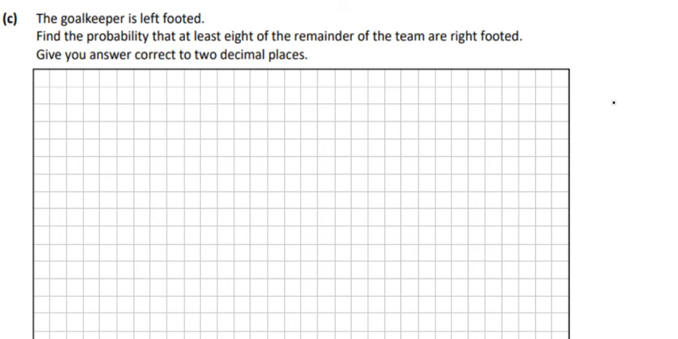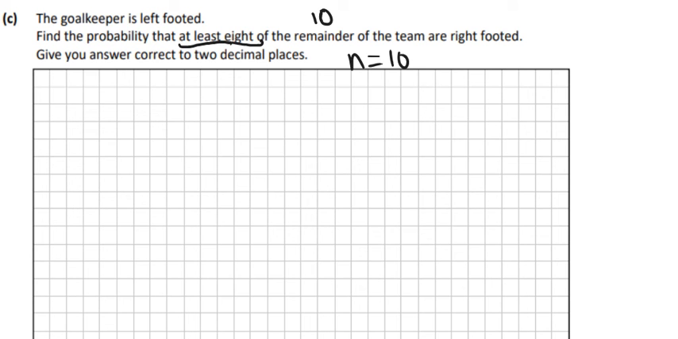Right, so for part C then, the goalkeeper is left-footed, so we already know that, so we're finding out the probability then for the other 10, so n will just be 10 here. One of them is discounted here, we already know what it is, so there's no probability to work out. So that at least 8 of the remainder of the team are right-footed. So they want us to find the probability that at least 8 of the remainder, which is 10, so at least 8 of the 10.